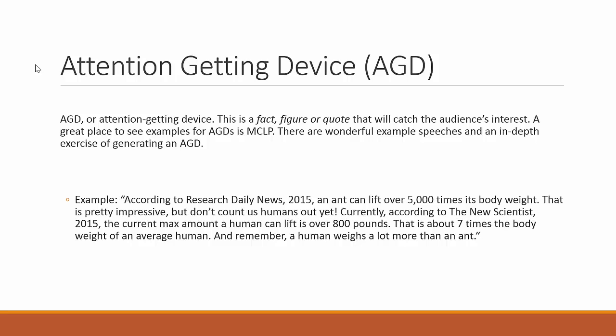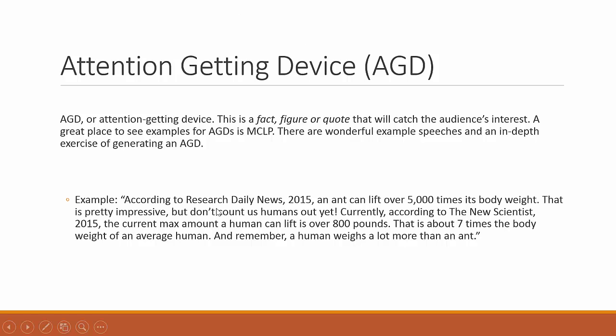But for example, here is an attention-getting device. According to Research Daily News 2015, an ant can lift over 5,000 times its body weight. That's pretty impressive, but don't count us humans out yet. Currently, according to the New Scientist 2015, the current max amount a human can lift is over 800 pounds. That's about 7 times the body weight of an average human. And remember, a human weighs a lot more than an ant.